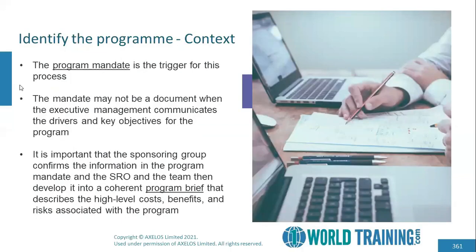The context of this process, meaning understanding how this process or where this process is positioned. The trigger for this process is through the program mandate. This mandate may or may not be a document, as sometimes the executive management may communicate verbally the drivers and key objectives for the program. For example, they might communicate some high-level benefits, high-level timelines, or why the program is required based on certain business challenges where there needs to be some change through creation of new capabilities.